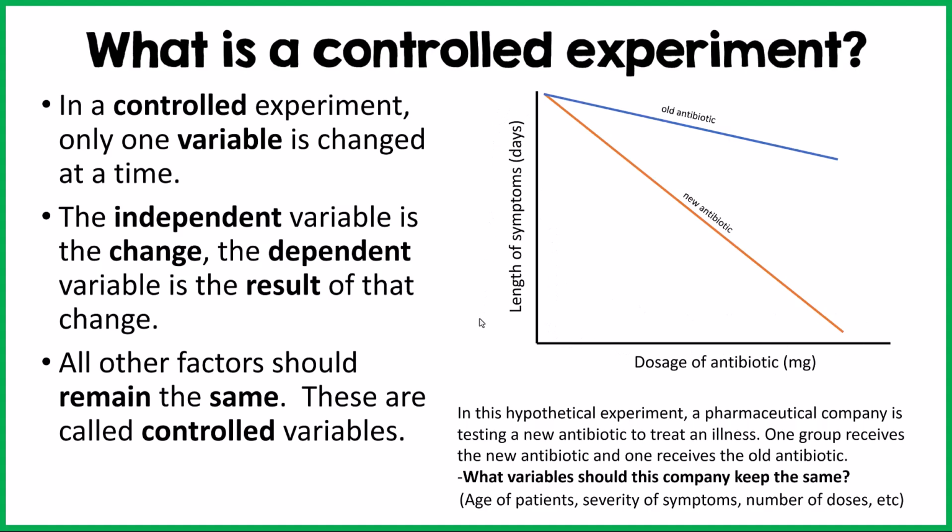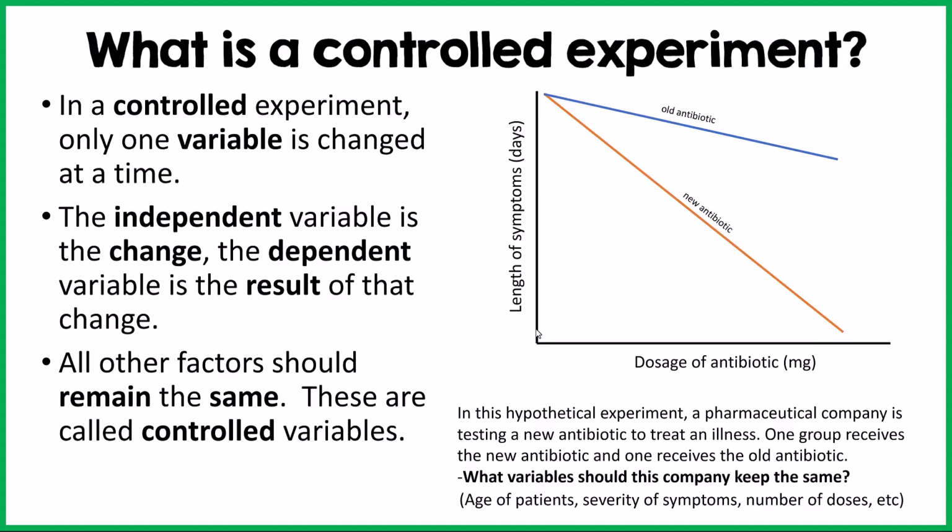And the dependent variable is going to be on the y-axis. And this is going to be the length of symptoms here. So if we change the dosage, how much does that shorten the symptoms for those patients? And we have two lines here because we're testing the change of dosage for old antibiotics and the change of dosage for new antibiotics, and how both of those affect the length of the symptoms.